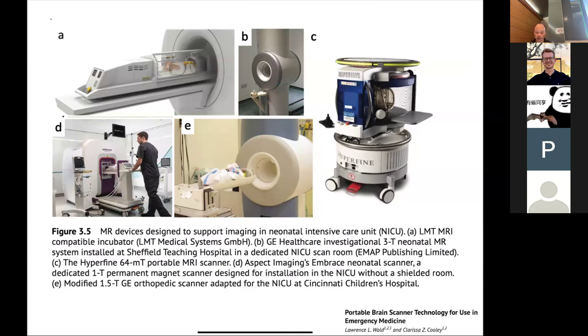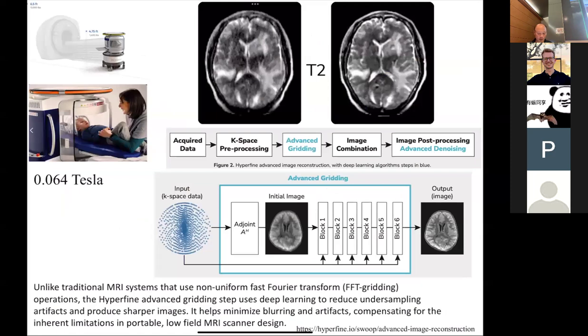And the other one that I think we talked about before is this one here, Hyperfine, which is probably the most well-known portable magnet now. This is the one where we could wheel one in here, plug it in, and be scanning in 5 minutes. So that's pretty cool. This is the one at 0.064 Tesla, so very low field strength.